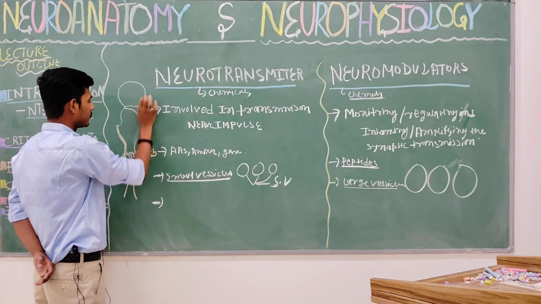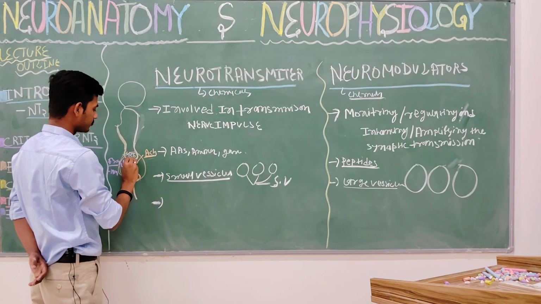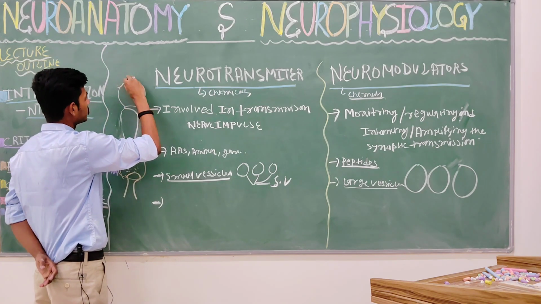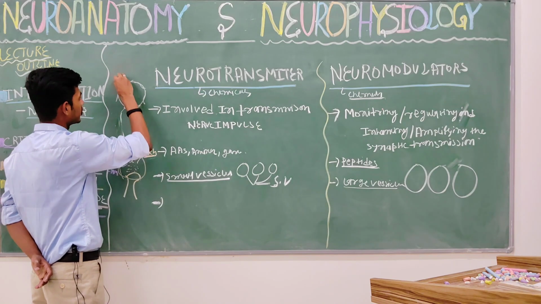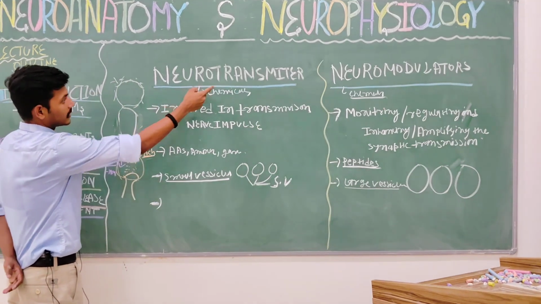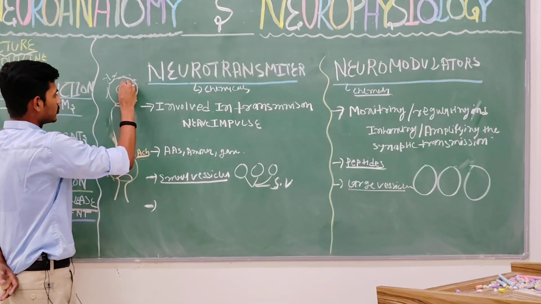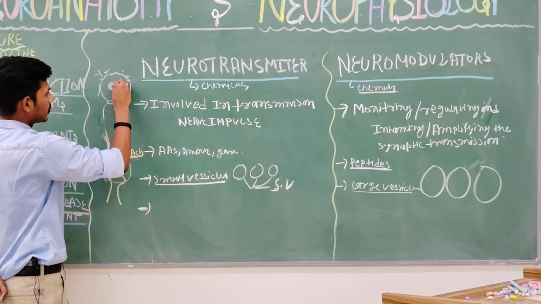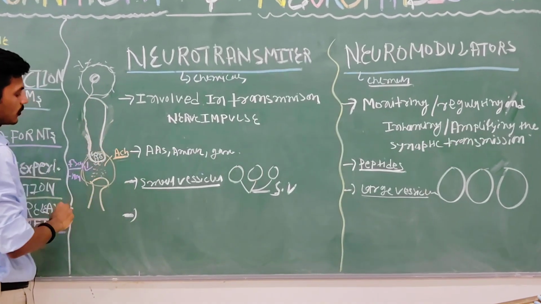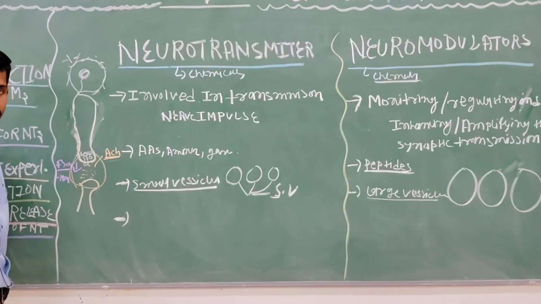Okay, if this is the neuron, and it has the dendrites, fine, then these neurotransmitters are formed in the soma, the cell body, and transported through the axolemma, or you can say the axon, and stored in the synaptic vesicle.